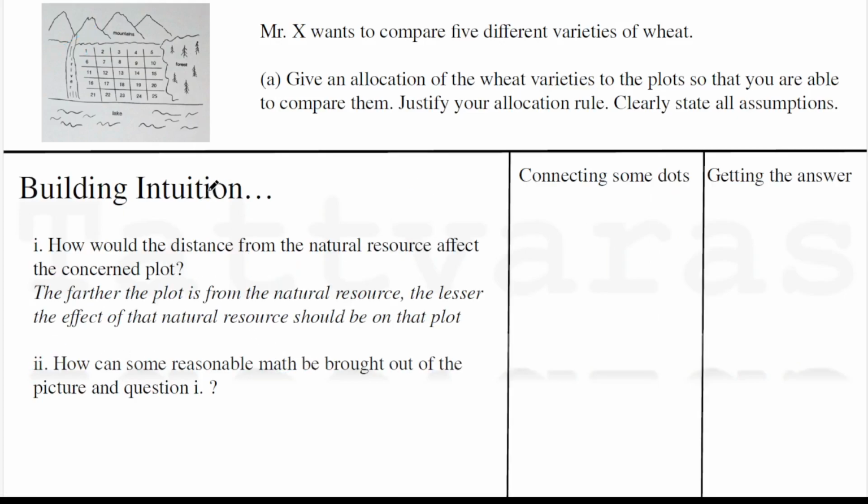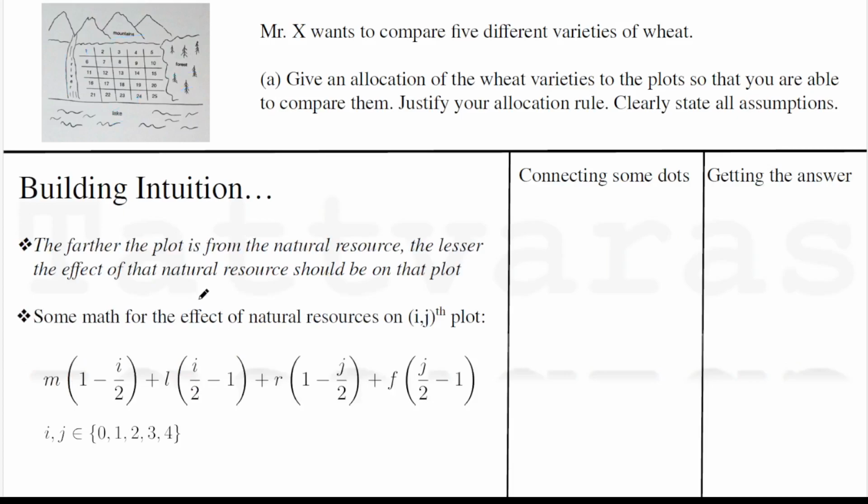Now, it's quite intuitive, right? If this plot is closer to the mountains and the river, then naturally mountains and rivers should have a greater effect on it compared to forest and lake. Similarly, for this plot, the effect of the lake would be quite prominent, the forest also a little prominent, but river and mountains perhaps not so much. So we have this intuition about the geography and it makes complete sense. How do you express it with some math? We do it like this.